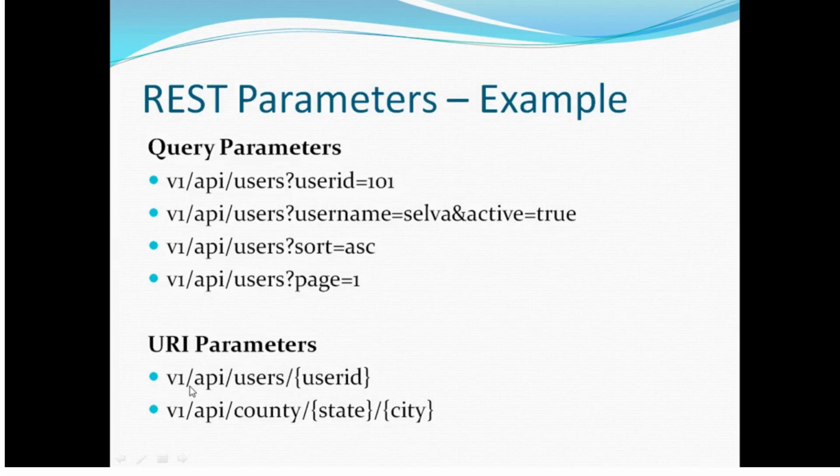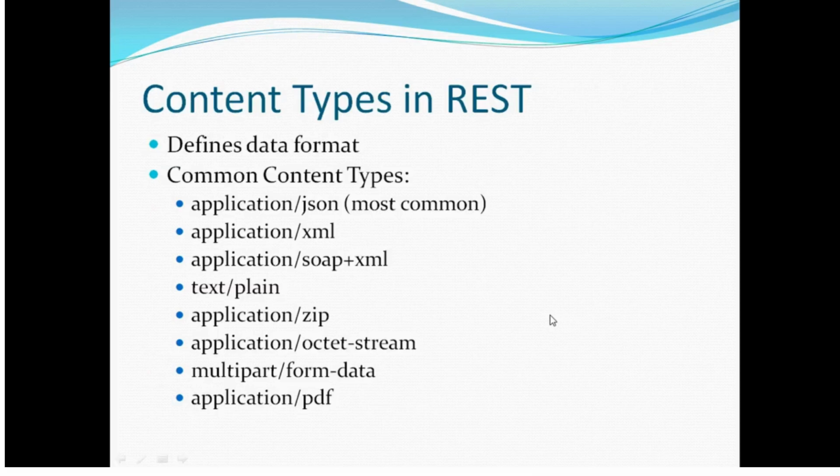Then URI parameters. URI parameters are part of the URL, not separated by key-value pairs. It's only the values passed as part of the URL. These are the content types supported in REST APIs. Commonly, we use application/JSON or application/XML. Application/SOAP+XML may be used for SOAP services. And these are all the different content types used in REST APIs.